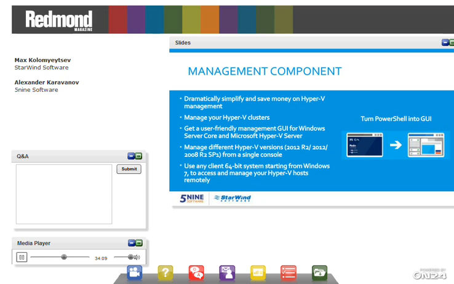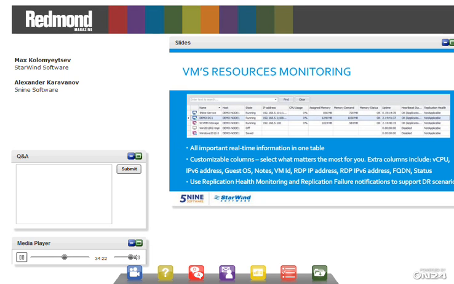As our main topic today is the way to boost performance of your Hyper-V cluster, of course, the very first thing that you need to do to reach that goal is to ensure that you have a full picture of your current Hyper-V resource usage. So the amount of memory each virtual machine uses, the CPU, and so on and so forth.